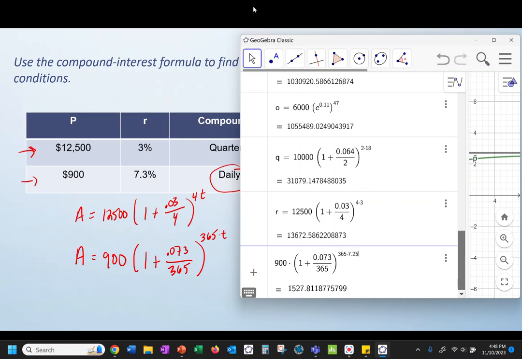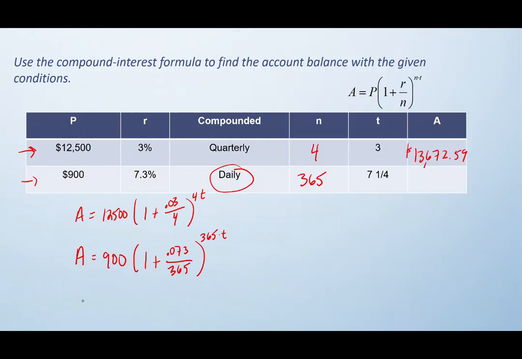So that $900 will turn into $1,527.81. And that's it for this stuff. But we can talk a little bit about what this is really doing briefly.